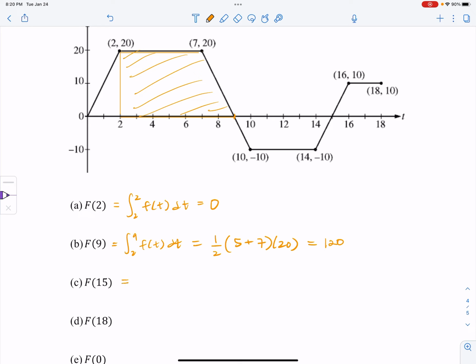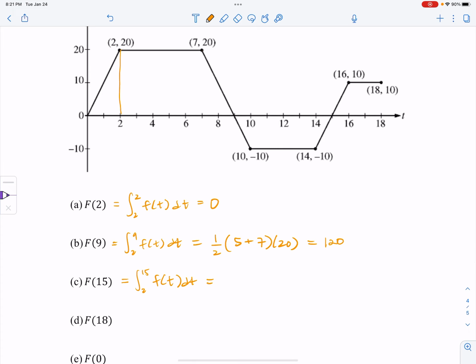And F of 15, so that'll be 2 to 15. Again, you can pause the video if you would like and see if you can find the answers on your own, and then just check with mine. Okay, so 2 to 15. Where's 15? There we go. So we want this positive area plus this negative area. Well, we know what the positive area is, so it'll be minus whatever this area is below the x-axis.